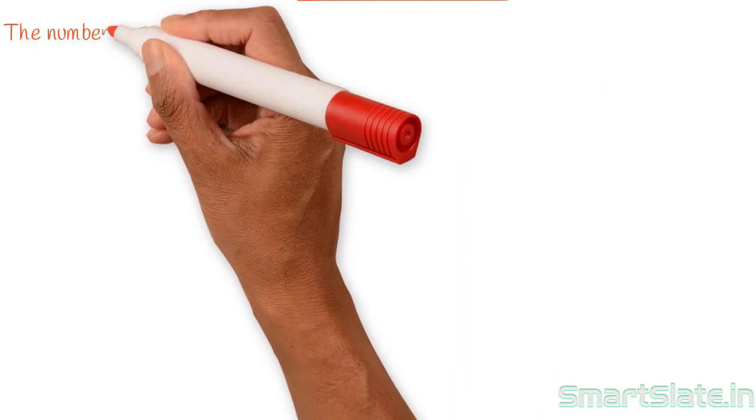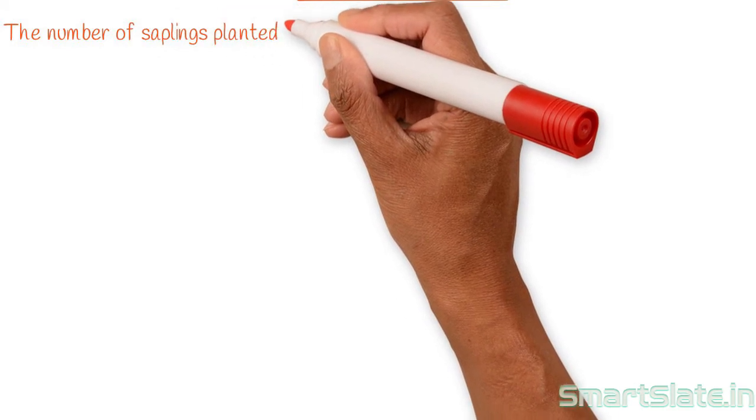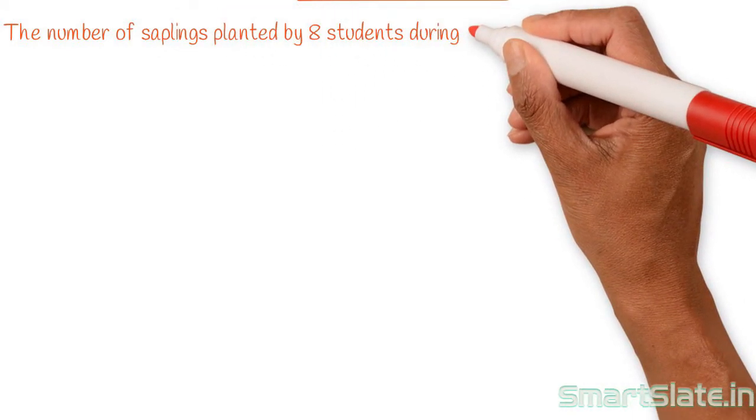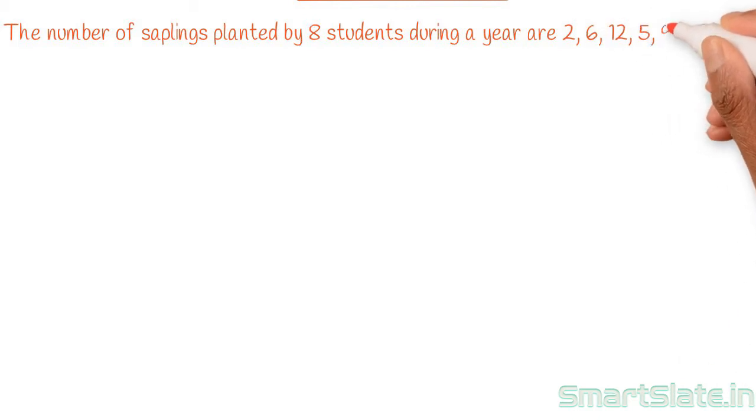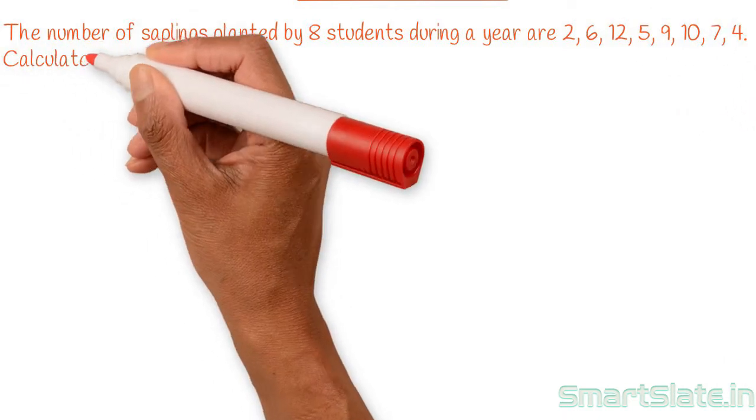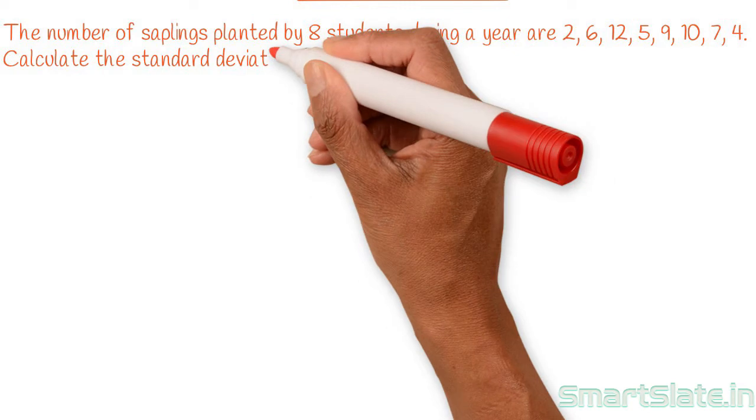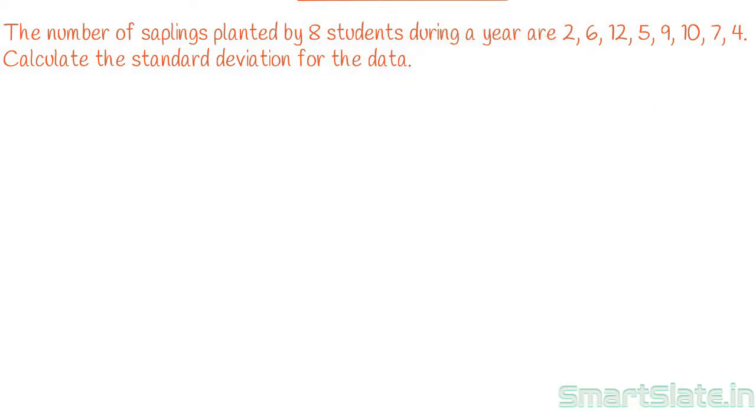The number of saplings planted by 8 students during a year are 2, 6, 12, 5, 9, 10, 7, 4. Calculate the standard deviation for the data. In order to find the standard deviation using the direct method, we need the sum of squares of scores. Hence, prepare a table. Write the scores and squares of scores.